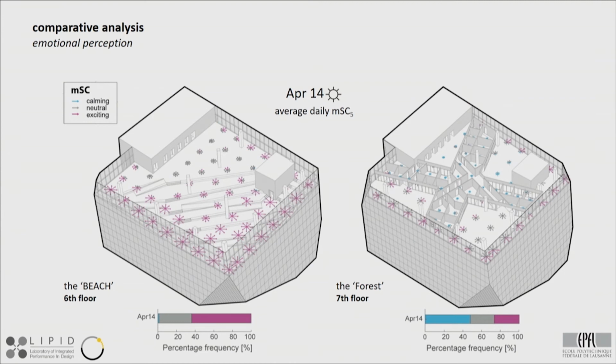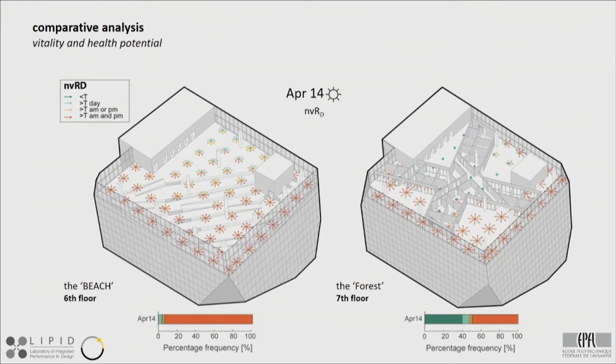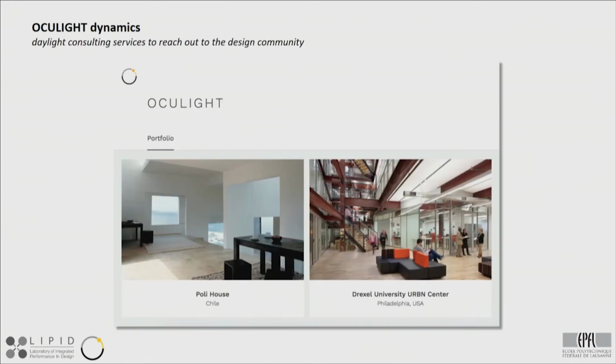We can also compare spaces to one another and look at these in a synthetic way by getting all the points together and talk about the percentage of the entire considered space that has, in this case, an exciting component, or in this case, half of it would be calming. Same thing for health, with, again, a huge majority of healthy points in the beach, whereas you have this split in the forest environment.